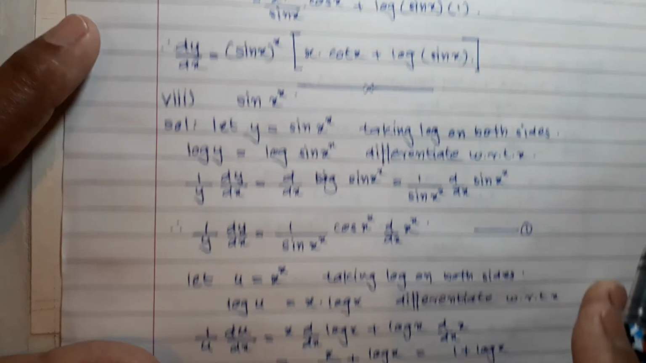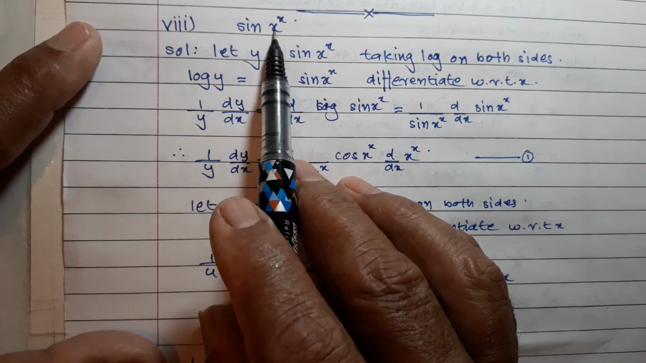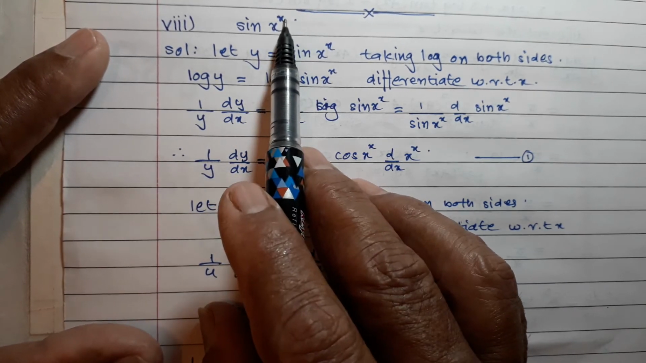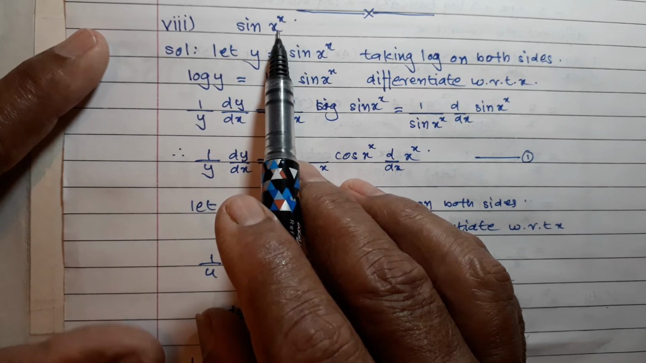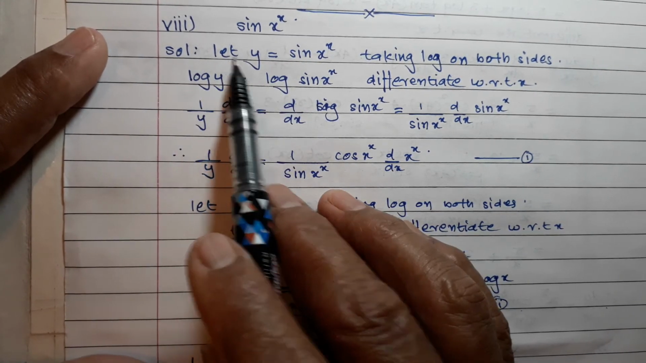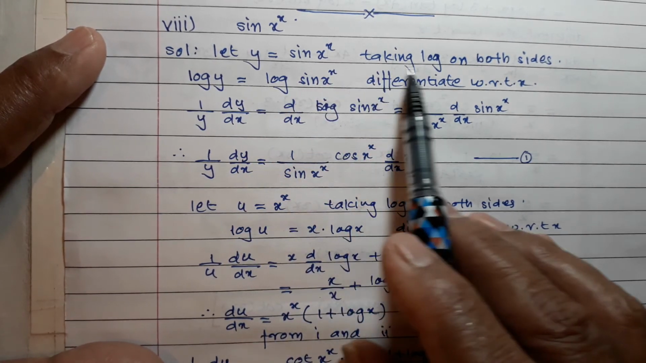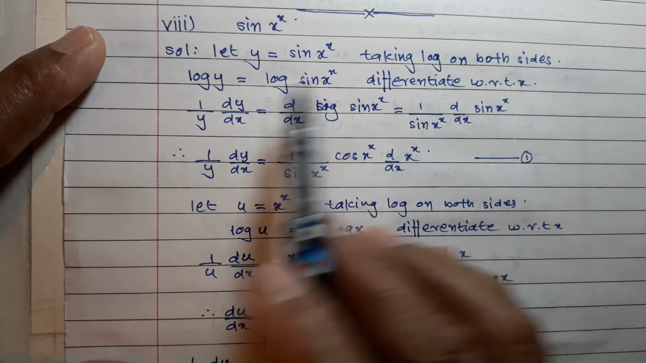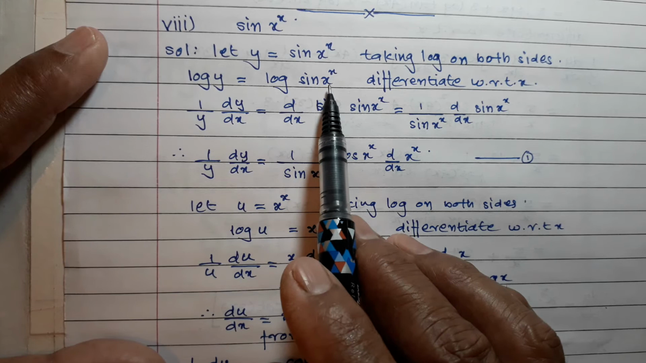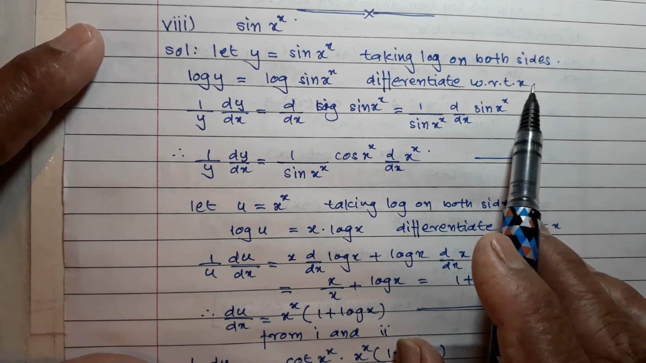Okay. Question number 8. (sin x)^x. So here this x is for this angle, not for ratio. Solution. Let y = (sin x)^x. Taking log on both sides, log y = log (sin x)^x. Differentiate with respect to x.